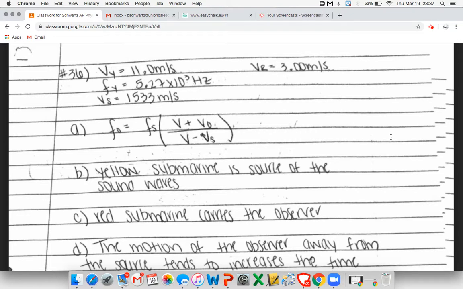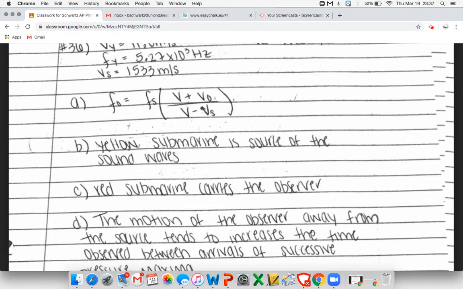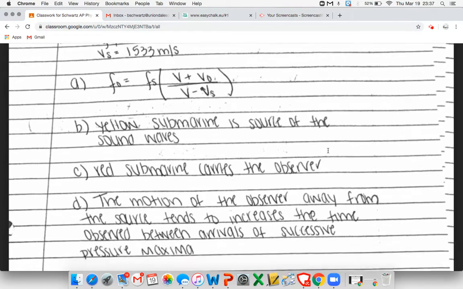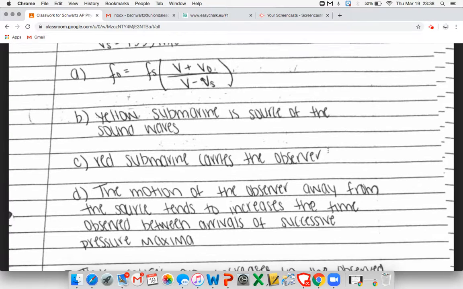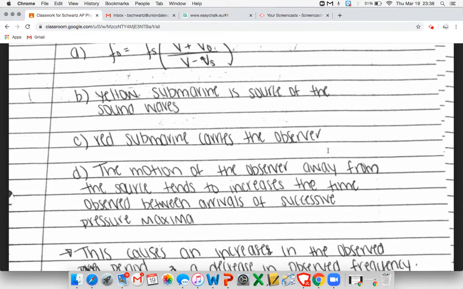So the first thing that I have here is all of the givens. I wrote it all out. I listed the velocities that they told you, the frequencies, all of that. For letter A, this is your general formula here. So I went back to 14.12. This is your answer. For letter B, which submarine is the source of the sound? Okay, the yellow submarine has to be the source of your sound. Letter C, which submarine carries the observer? The red submarine carries the observer.